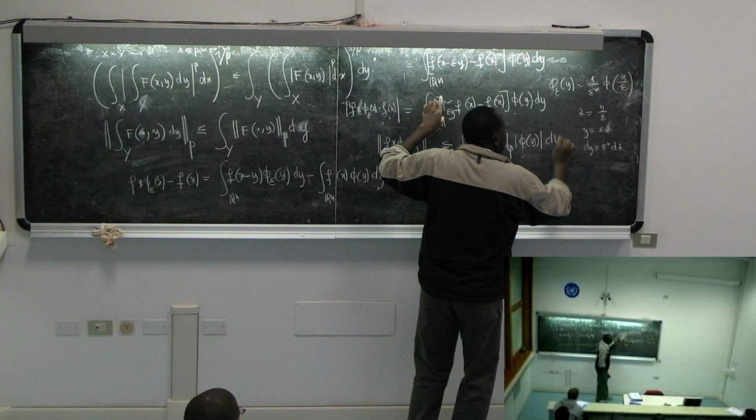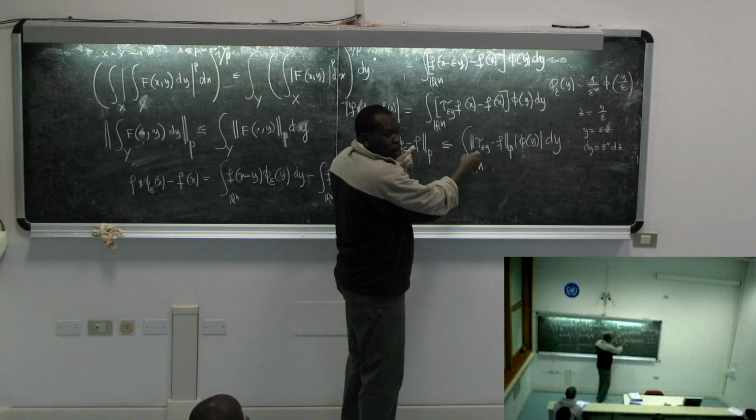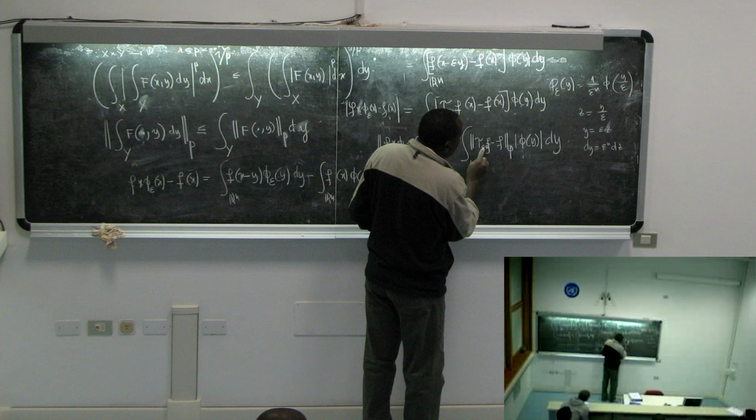This inequality is true because Minkowski says for it to be true, this term must first be finite. Before I use this inequality, I first need to look at this term. Since f is in LP, tau epsilon y f, this function, is also in LP. But I integrate over y. Why is this finite? Phi is a function in L1.